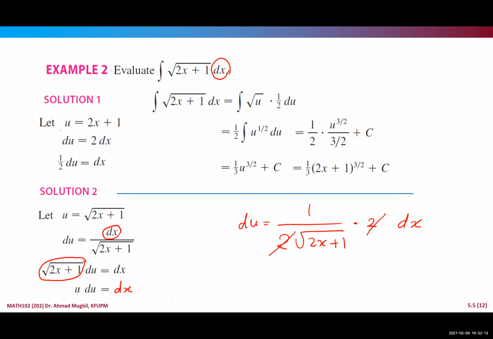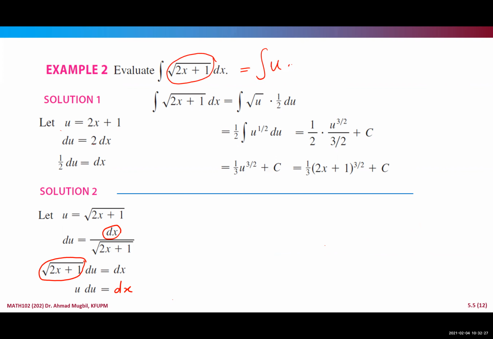Now you can go to the integral. Go to your integral here. What you will have, let me write it here, this will be equal to the integral of, what is this? This is u times, what is dx? It is u du. And in this case, we will have u squared du, which is of course u to the power 3 over 3 plus c. It is easy to be integrated.